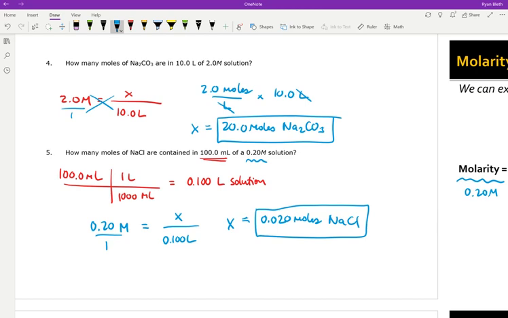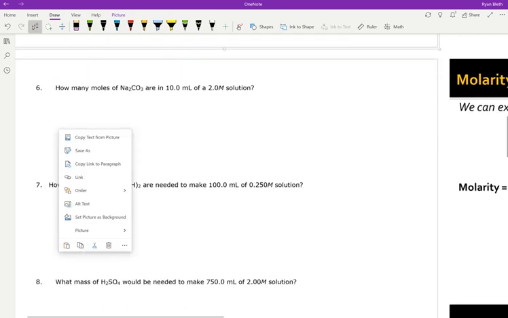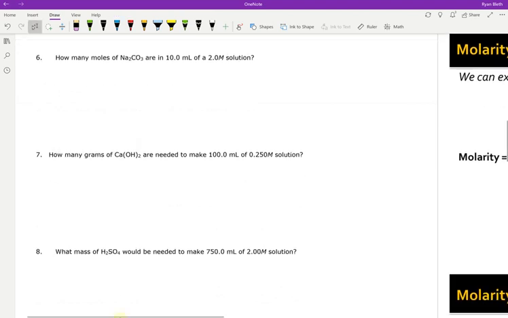Moles, how many moles? We figured out moles, and we're all done. All right. Let's jump down to number 7. I'm going to leave 6 to you. Let's take a look at number 7.